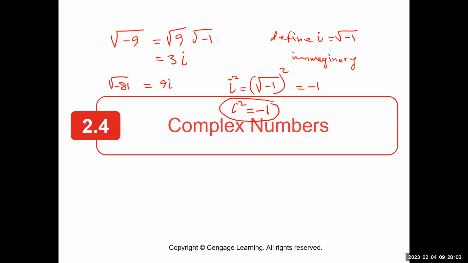What is a complex number then? This is for all the things we're talking about, imaginary. A complex number has two parts: a plus bi, real plus imaginary. Okay, that's the complex number. So basically, a complex number is a combination of real and imaginary number.